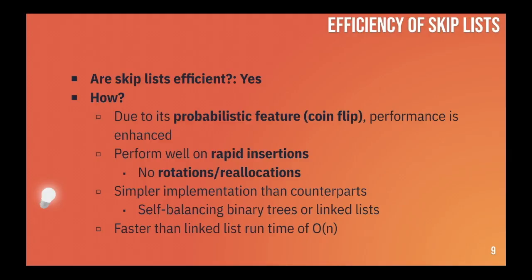Now let's answer the question, are skip lists efficient? And the short answer is yes. Why and how are they efficient? Because of the probabilistic feature, the coin flip, performance of the skip list is enhanced. Skip lists perform well on rapid insertions because they don't perform any rotations or reallocations. The implementation is overall simpler than its counterparts, such as the self-balancing binary tree. It is also faster than the linked list because of the runtime of linked lists being theta n.